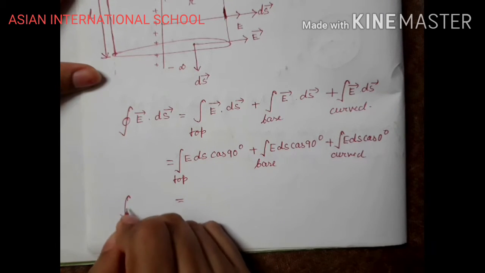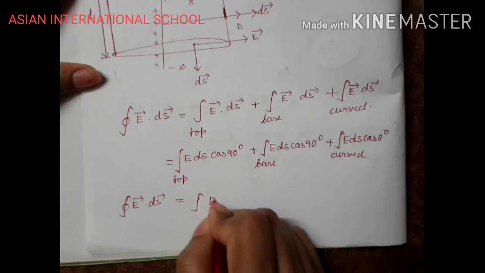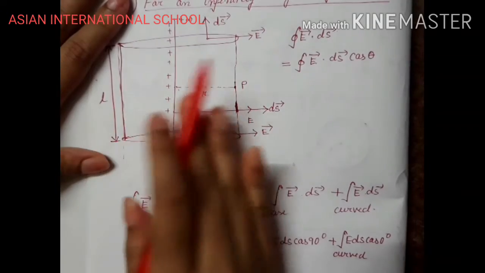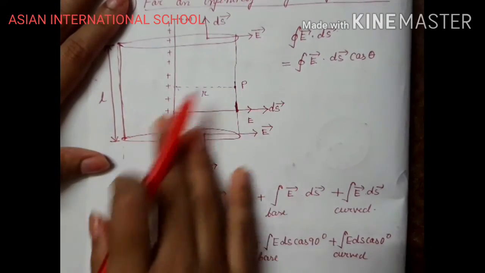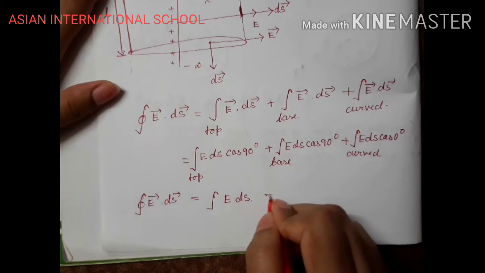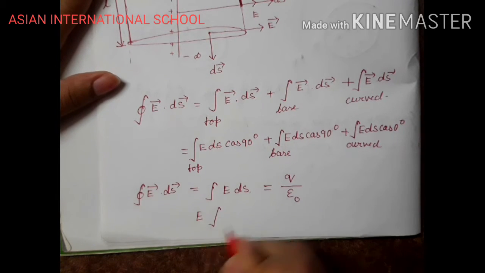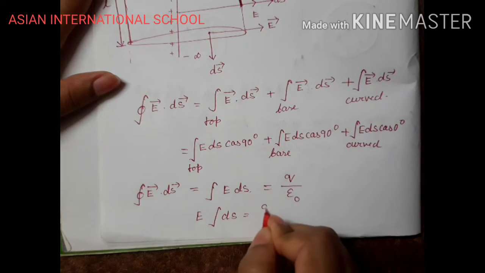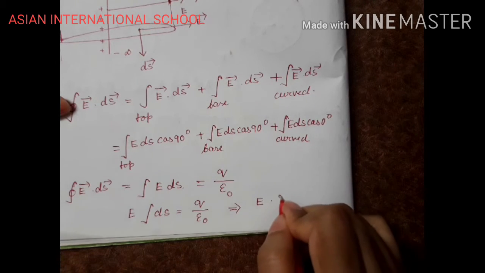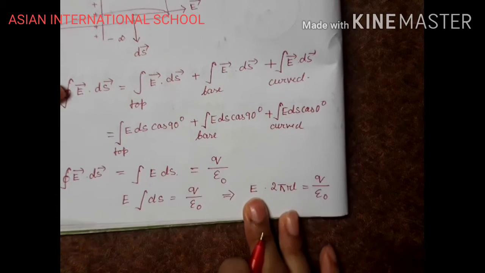So we are getting electric field only for the curved surface, right? Only for the curved surface we will be getting electric field. But we are not getting electric field for the top and for the flat base, okay? So according to Gauss theorem, this is equal to Q by epsilon naught. Now E comes out of the integration, integral dS equals Q by epsilon naught. This can be written as E times dS, which is 2 pi rL, equals Q by epsilon naught, okay?